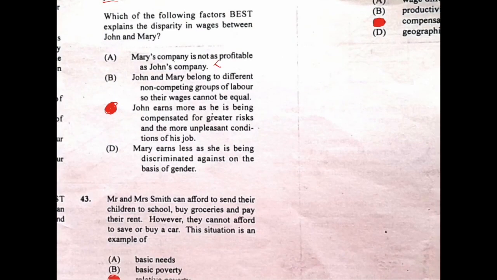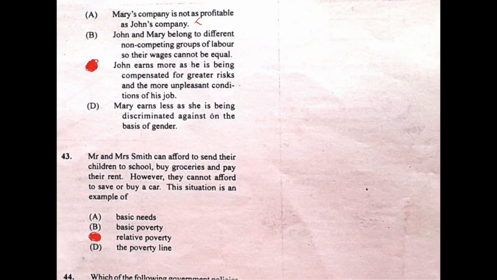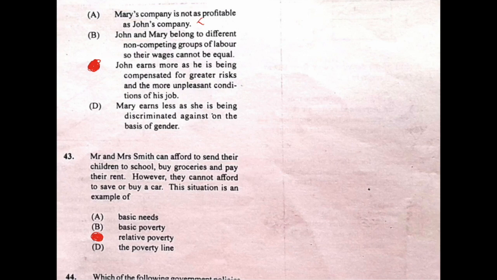Okay, 43. Mr. and Mrs. Smith can afford to send their children to school, pay for their groceries, and pay their rent. However, they cannot afford to save or buy a car. This situation is an example of C, relative poverty.